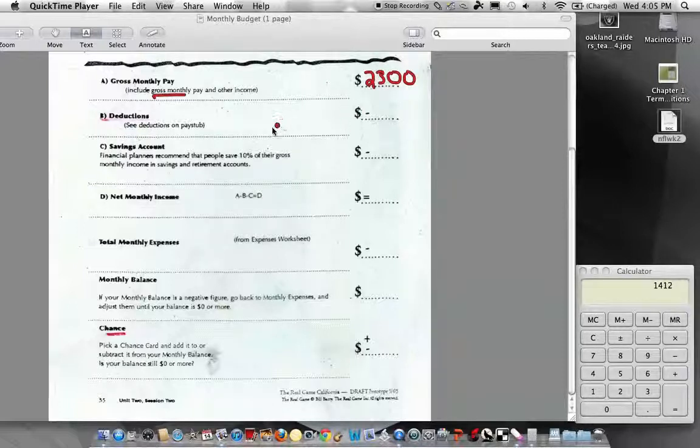His deductions from his pay stub take away $658 per month from his check. And you can see that on the pay stub, where it has all deductions. So you're going to make sure you're looking at all deductions.